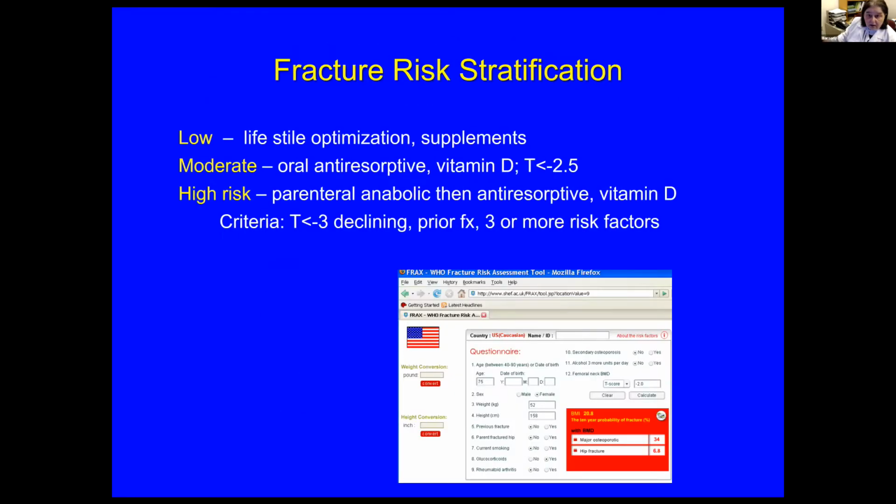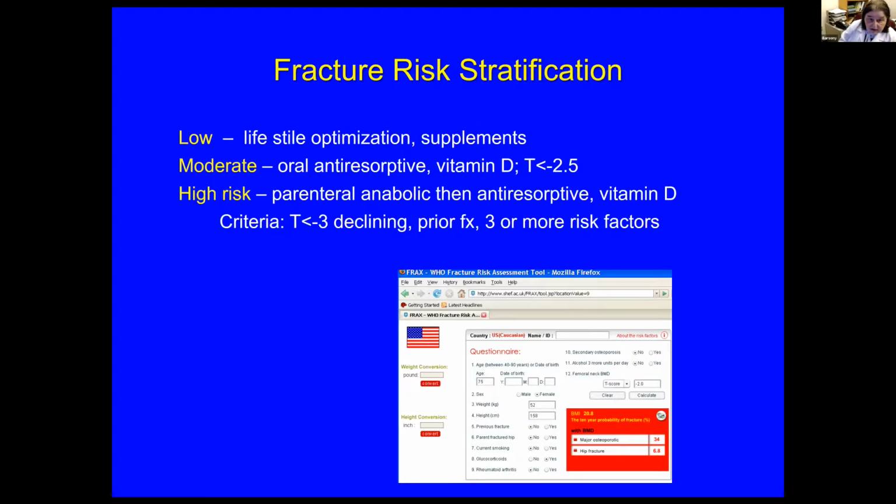So nowadays, when we evaluate a person, we are not just concerned about menopausal status, but we have to put them into fracture risk categories. If somebody has a low fracture risk, we advise lifestyle optimization and supplements. For people with moderate fracture risk, we frequently give anti-resorptive treatment, especially in the 10 years window after the menopause. We no longer give estrogen hormone replacement. We treat with vitamin D. And this is for people whose bone density T-score is less than 2.5. They are qualifying for pharmacological treatment.